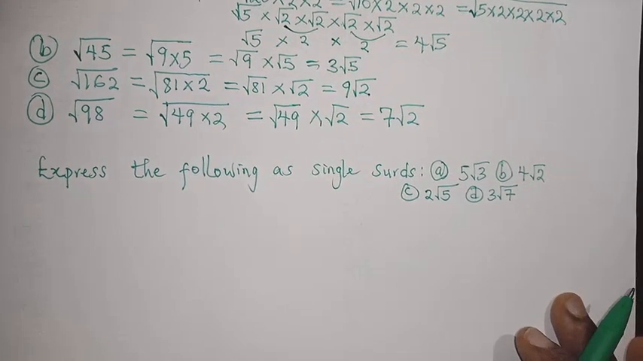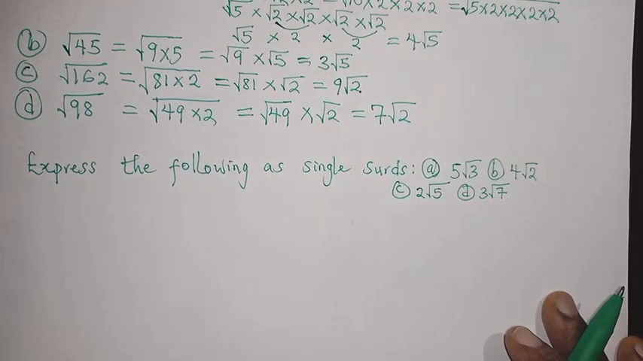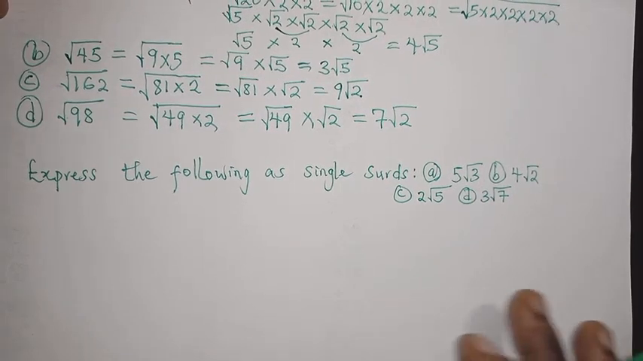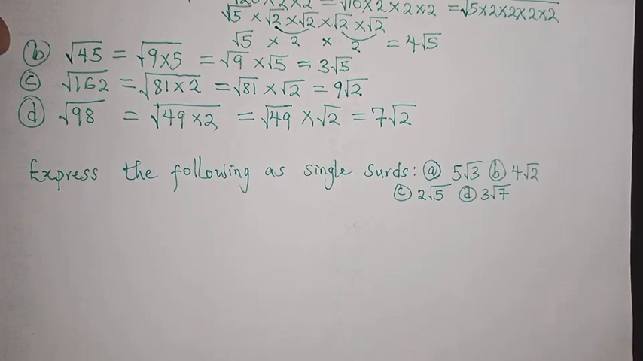Now let's look at the second question we have. The question says express the following as single surds. So this is like doing the reverse of what we just finished working on. Okay, so we have to express the following as single surds.